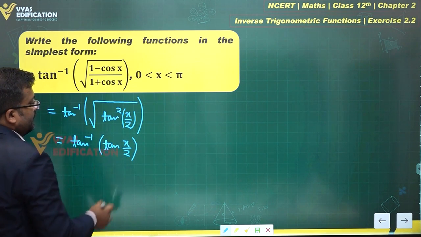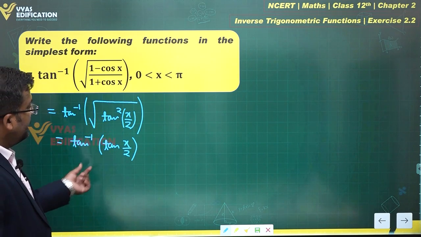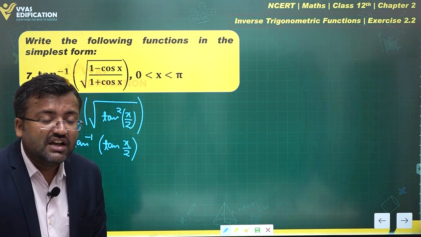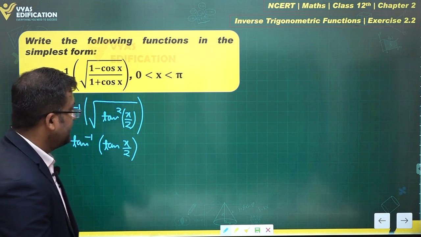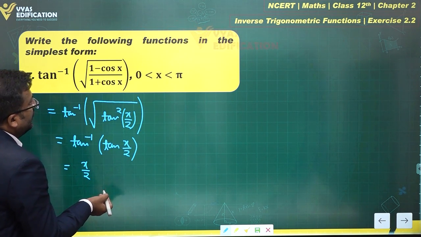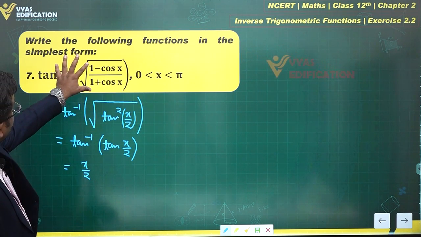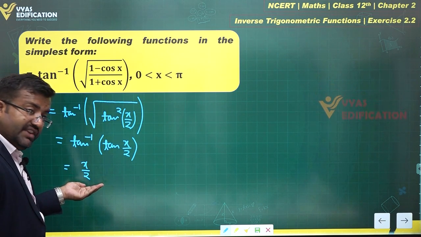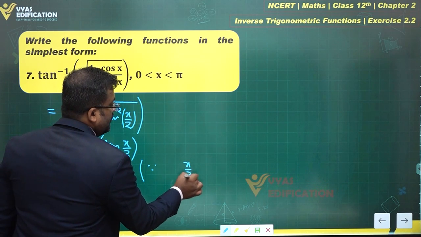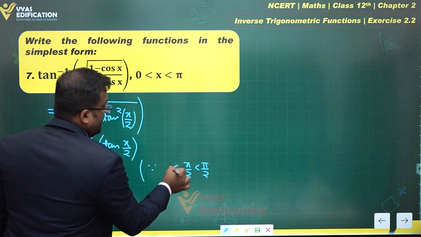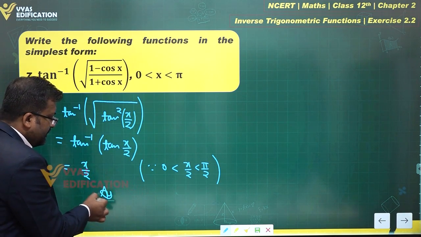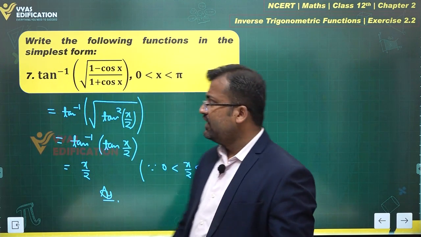If you observe carefully, tan inverse tan of x by 2 will lie in the interval 0 comma pi by 2, and in that interval tan inverse tan x is simply x. So tan inverse tan x by 2 will be simply x by 2. So this expression simplifies into this, since x by 2 is between 0 and pi by 2. That's the answer. That's the simplest form of this question.